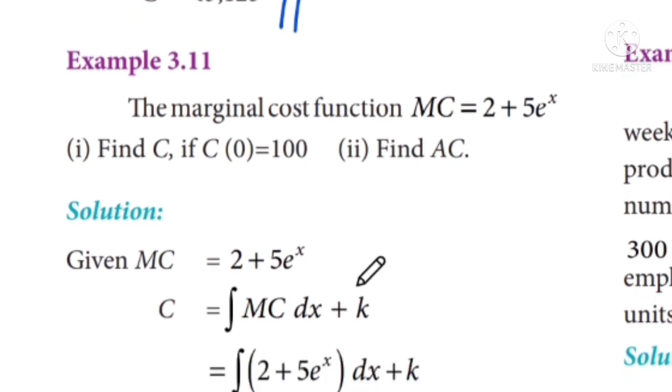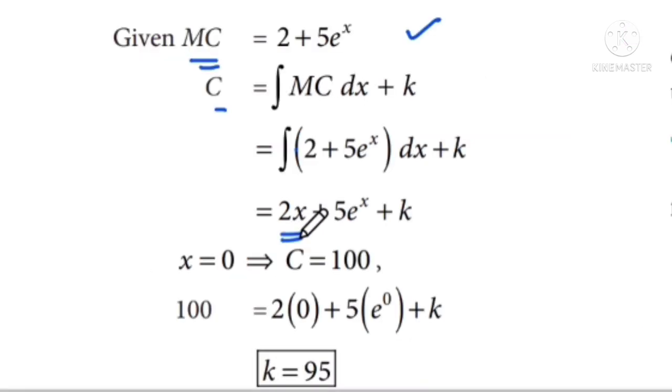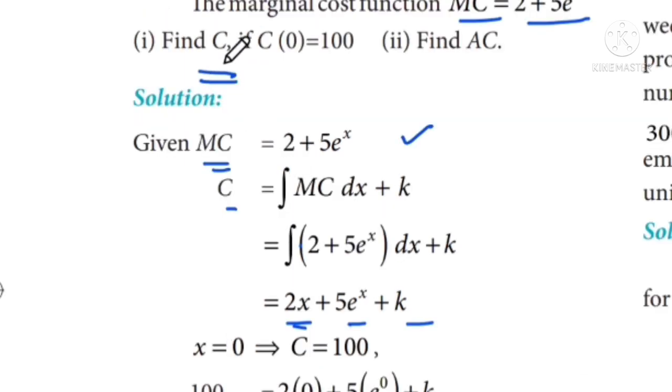The same way, in the next question, the marginal cost is given as a function. It is 2 plus 5 e power x. Find C, find the cost function. So the marginal cost is given. You have to find the cost, so you integrate it. Integral of 2 plus 5 e power x dx. Integration of a constant 2 is 2x. 5 e power x plus k. Now we have found C. That's the first part of the question.